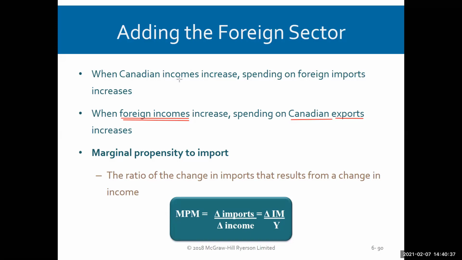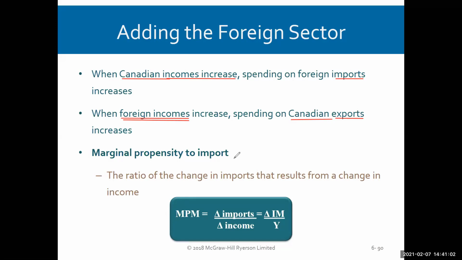However, with spending on imports, Canadian imports, when Canadian incomes increase, then people will want to buy more imports. So there's an induced component to that. You'll see that there's also an autonomous component to imports. And we'll build the formula for that quickly on the next page.